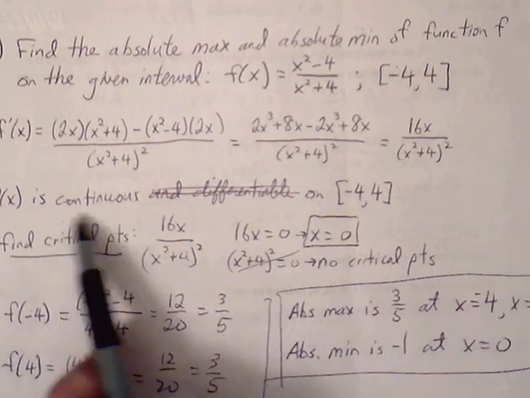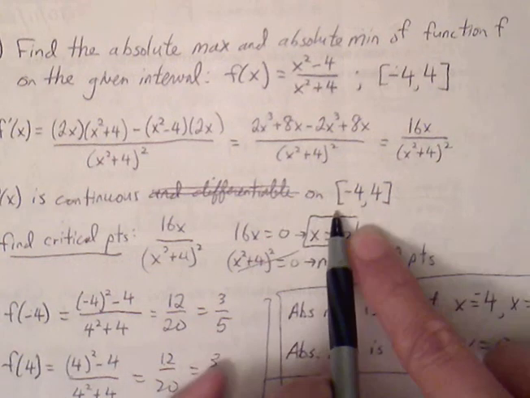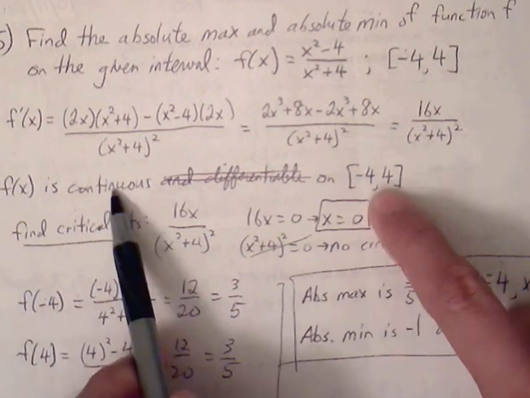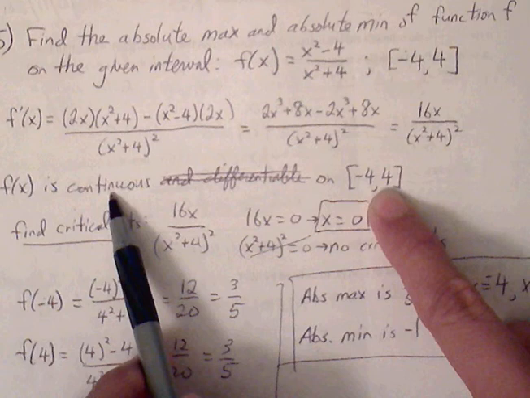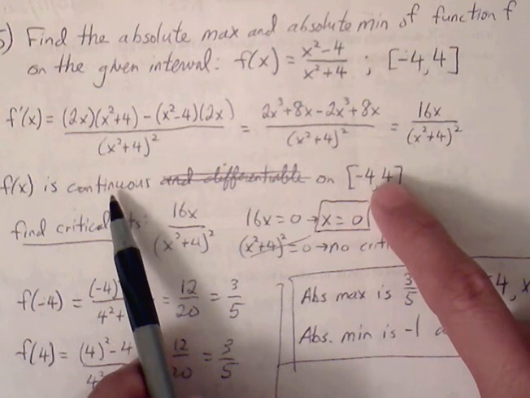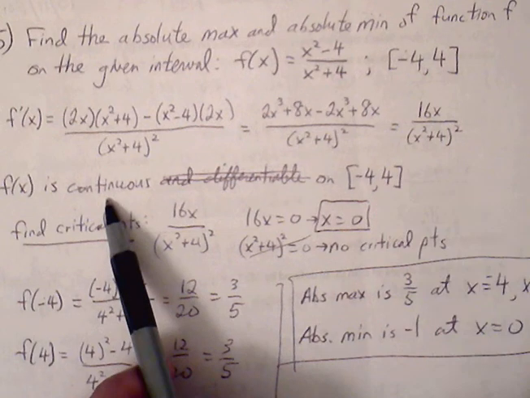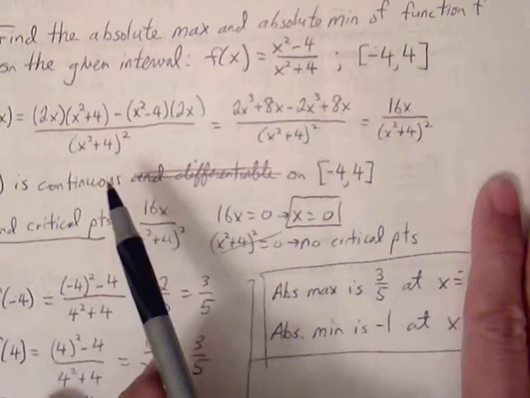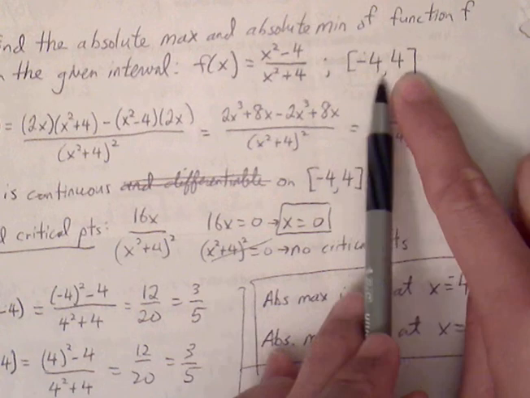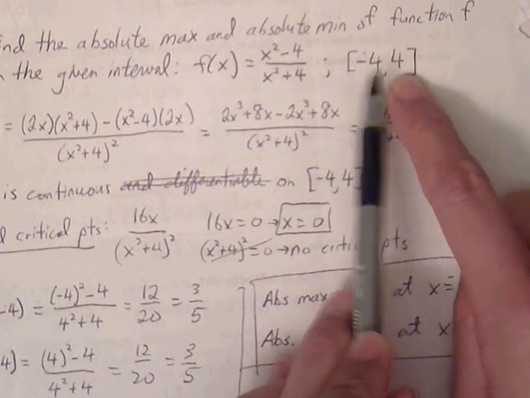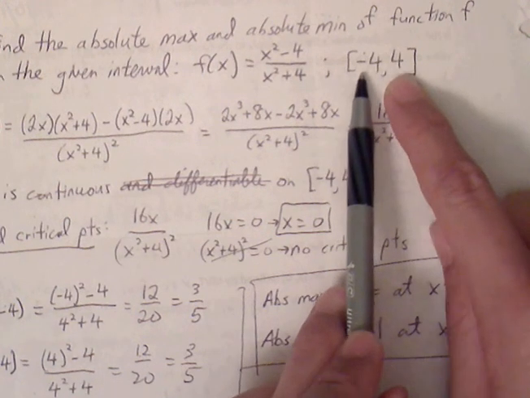As long as the function is continuous on the closed interval between our endpoints, then we can guarantee that there will be at least one absolute max and at least one absolute min on the closed interval. Now, the candidates for absolute max and absolute min are the endpoints. So we're definitely going to have to test -4 and 4, and also the critical points.